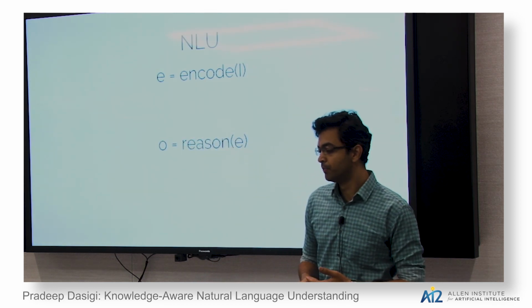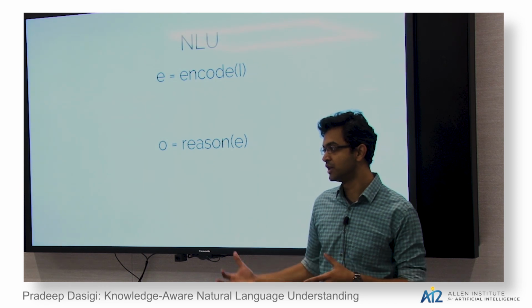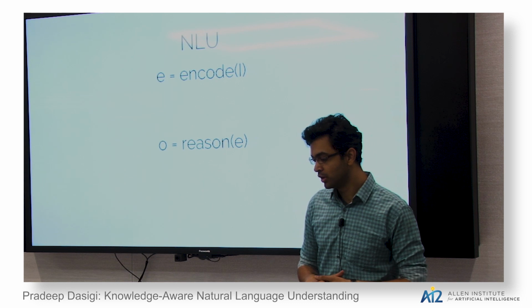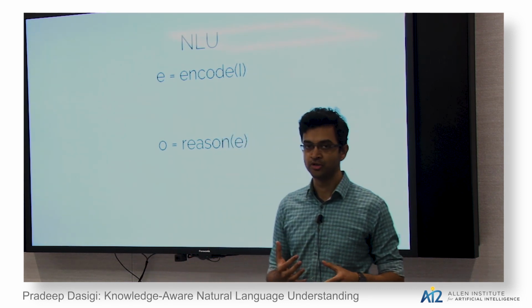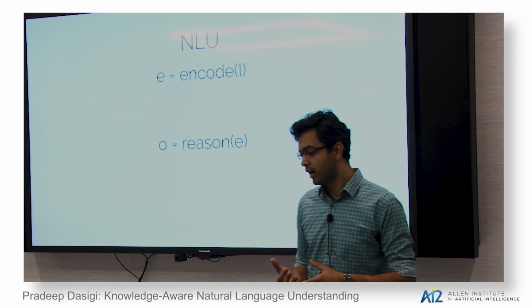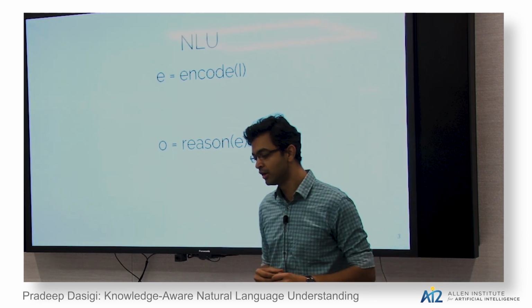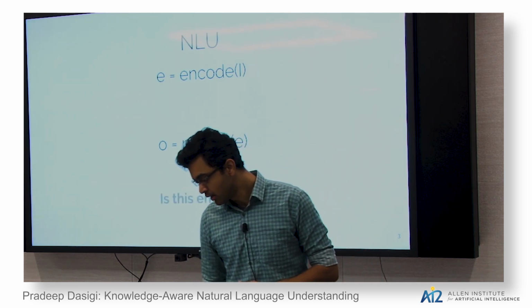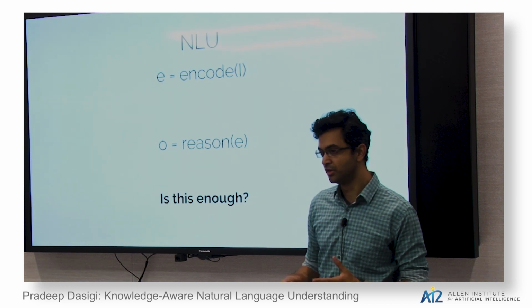Given this observation, we can define a natural language understanding system succinctly using the following two equations, where you first encode the given utterances and produce some sort of encoded representations. And given those encoded representations, you then apply the reason function to get the final task-specific predictions. The question we ask in this talk is whether this is enough.